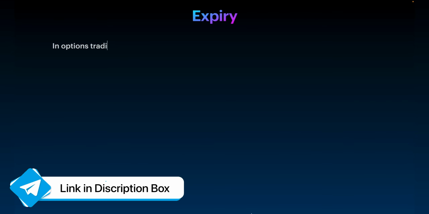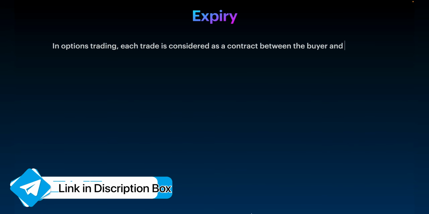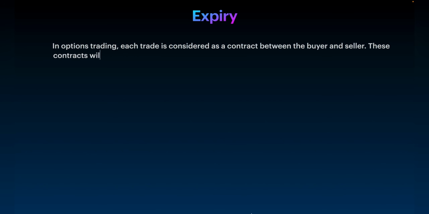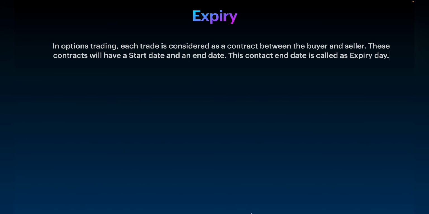In option trading, each trade is considered as a contract between the buyer and the seller. These contracts will have a start date and an end date. This contract end date is called expiry. Each financial instrument will have a different kind of expiry date. Let us understand that now.